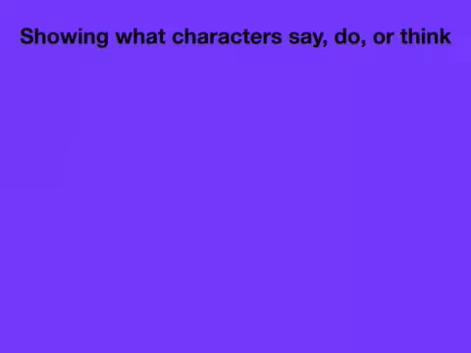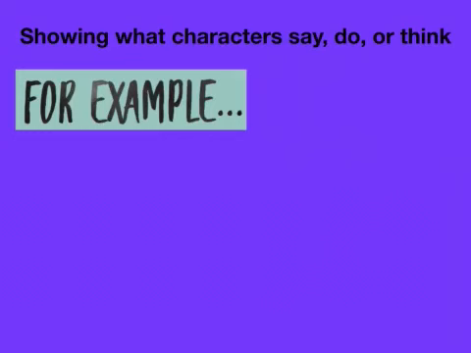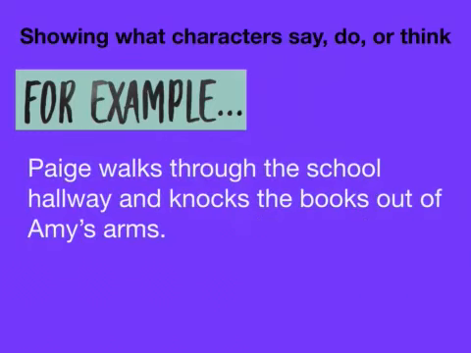Now we're going to look at them a little bit more in detail. Once again, this is technique number 1, showing what characters say, do, or think. So now we're looking at the character's behavior. What does the character say? What does the character do? And depending on the point of view, we might even know what the character is thinking. Let me introduce you to my character Paige. So now we're looking at what does Paige say, what does Paige do, and maybe even what is Paige thinking.